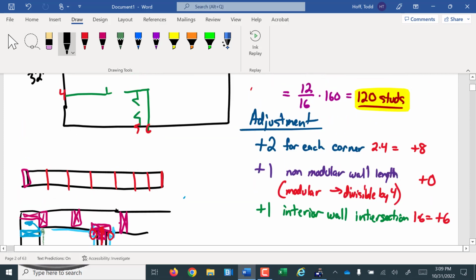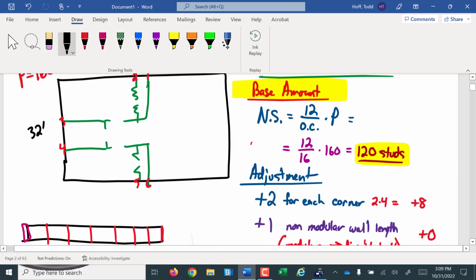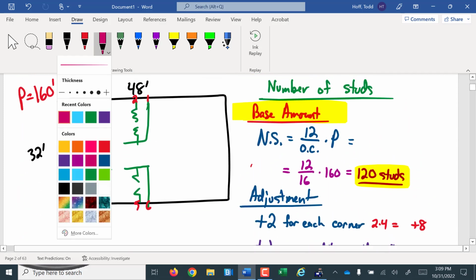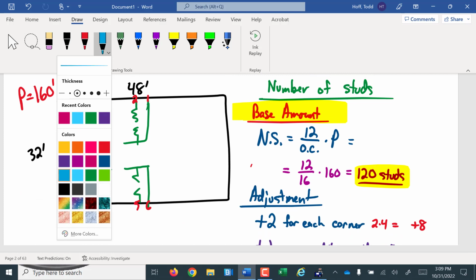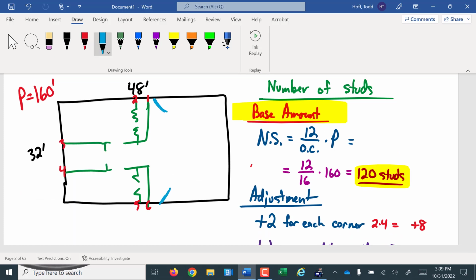And then the final thing we need, I'm going to have to add a little bit more drawing here. We'll put in 2 doors.